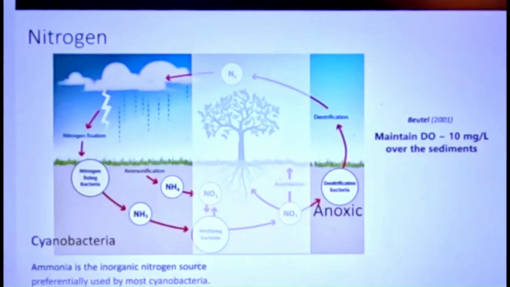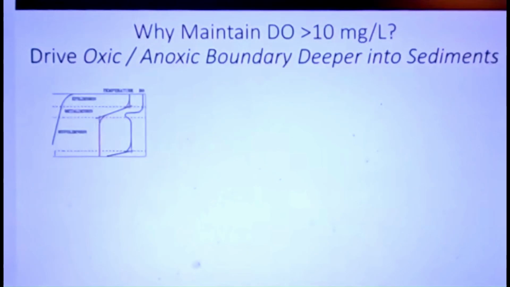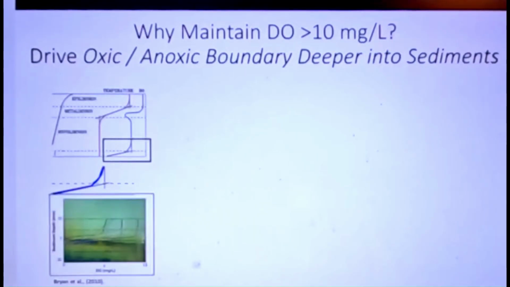Research has shown that when it comes to oxygen management, specifically related to this ammonia-nitrate situation, the target is 10 milligrams per liter over the sediment. Some of you might think, how on earth would I get 10 milligrams per liter at the sediment-water interface? Well, remember that structure I showed you of DO and temperature? I want to focus in on the very bottom. This is the predicted slope, the predicted rate at which oxygen depletes into the sediment. So I'm going to set that to the left.